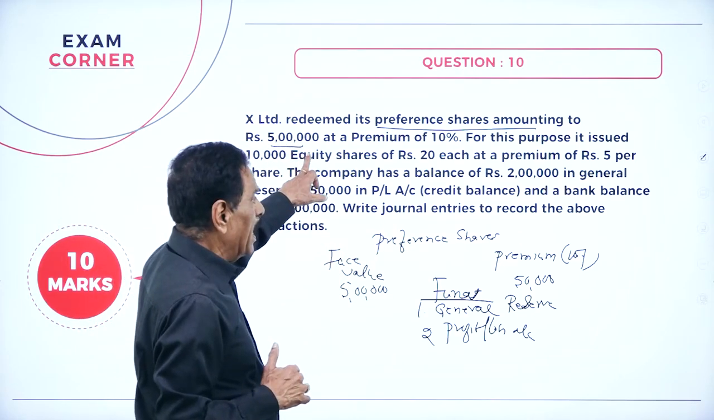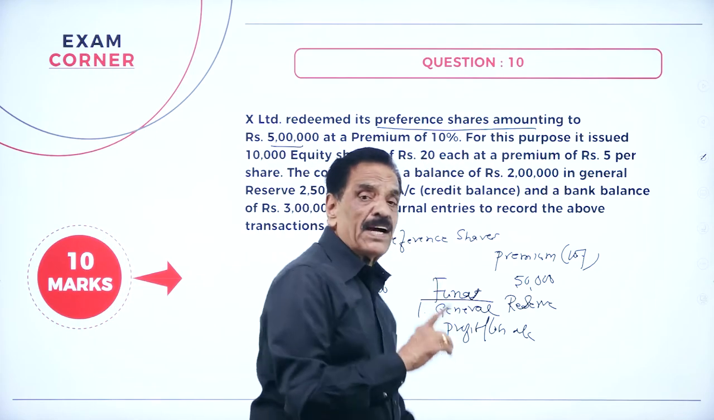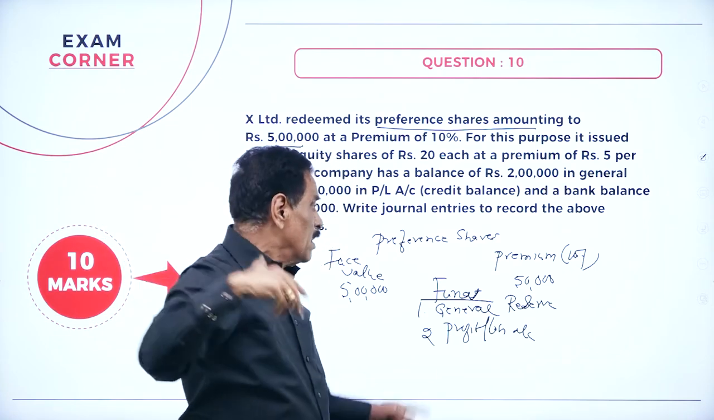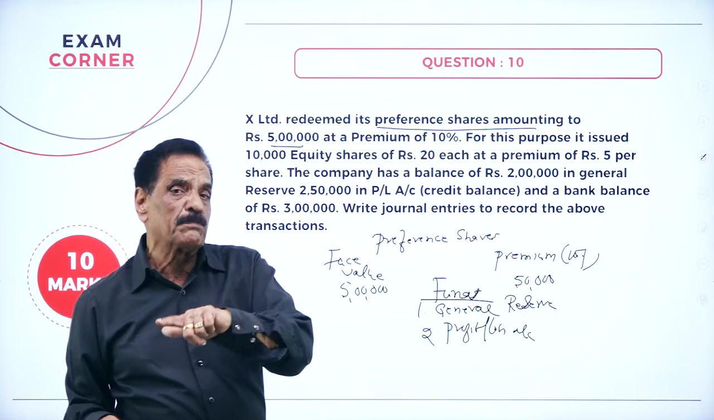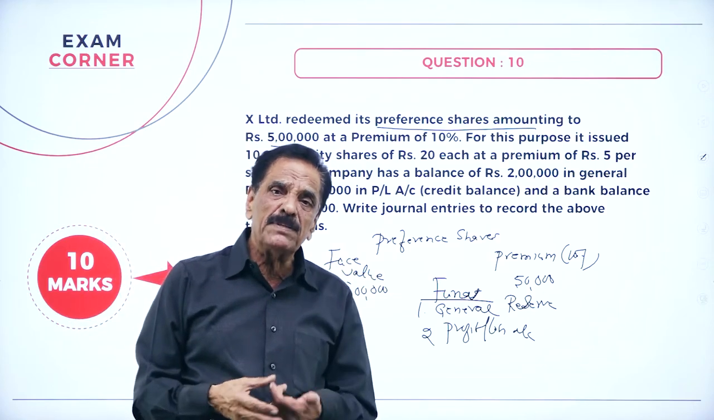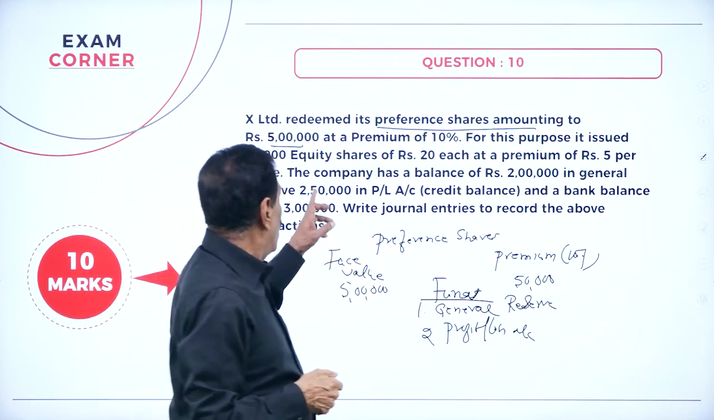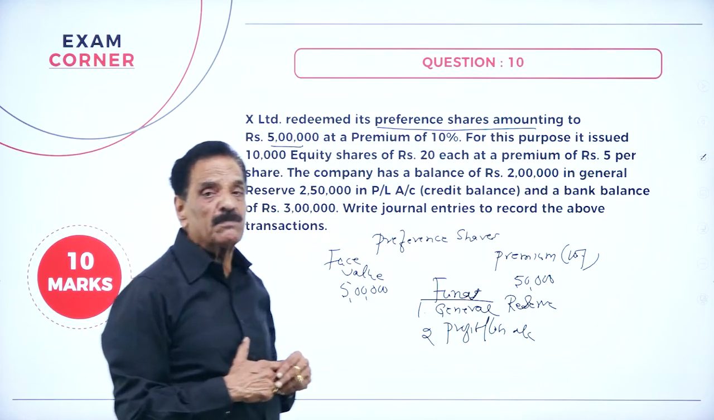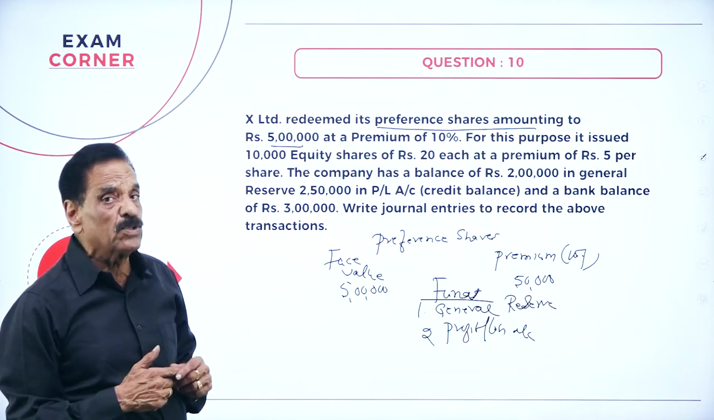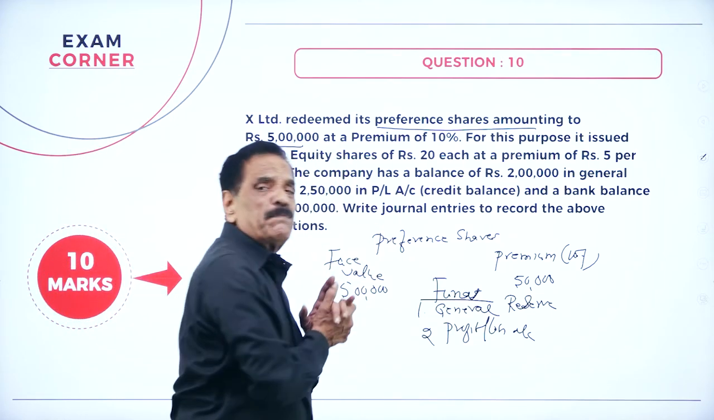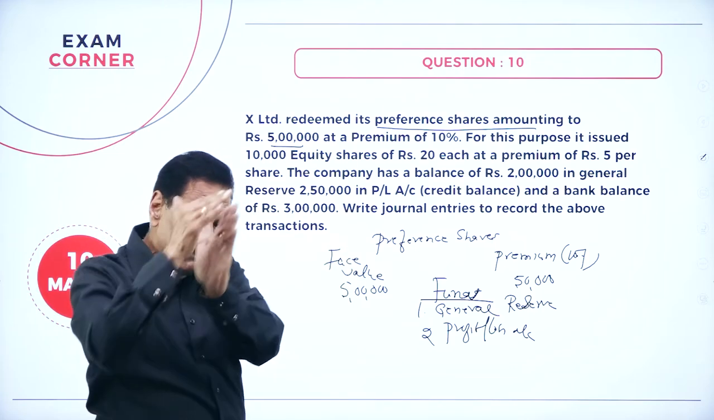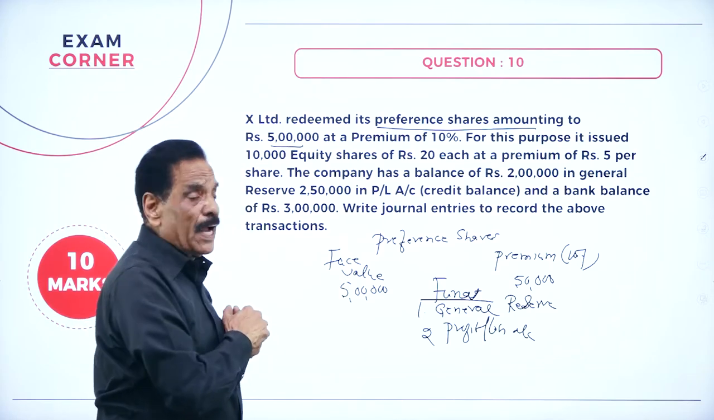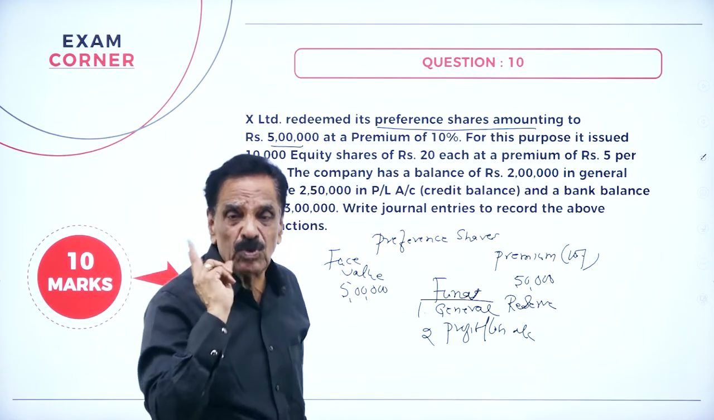You are going to pay 5 lakh at a premium of 50,000, so you are going to pay 5,50,000. You pay face value to face value, premium to premium. If the premium is not available, we can pay out of the profit and loss account. If the premium is available, pay out of the premium. You issued how many shares? 10,000 equity shares of 20 each at a premium of 5 means you got a premium of 50,000. From that premium, you pay the premium, from equity share premium to preference share premium. Then what's your face value? 5 lakh. For issuing the share, how much did you get? 2 lakh. What is the shortage?